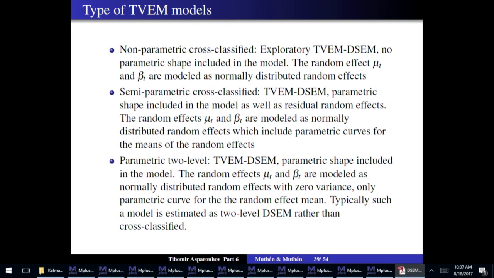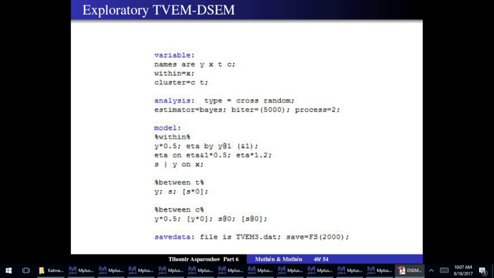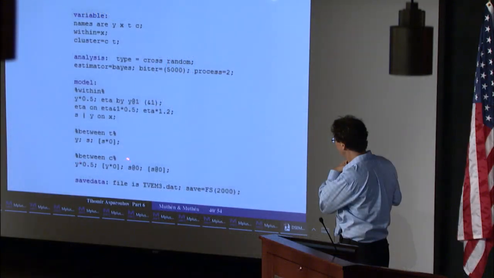So I'll just give you a few examples of how to do all these three models here. Again, you say type equals cross random here to use the three different levels now with the full generality of the model.